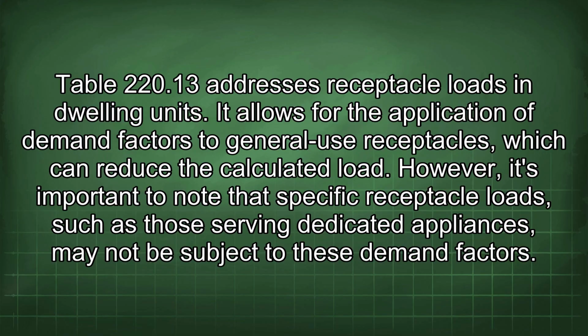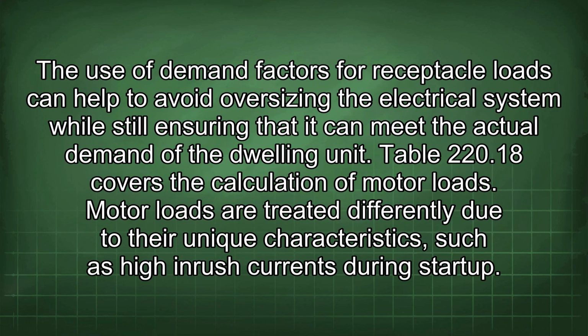Table 220.13 addresses receptacle loads in dwelling units. It allows for the application of demand factors to general use receptacles, which can reduce the calculated load. However, it's important to note that specific receptacle loads, such as those serving dedicated appliances, may not be subject to these demand factors. The use of demand factors for receptacle loads can help to avoid oversizing the electrical system while still ensuring that it can meet the actual demand of the dwelling unit.